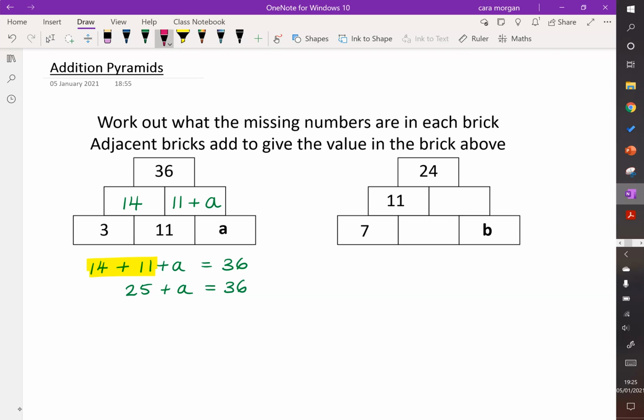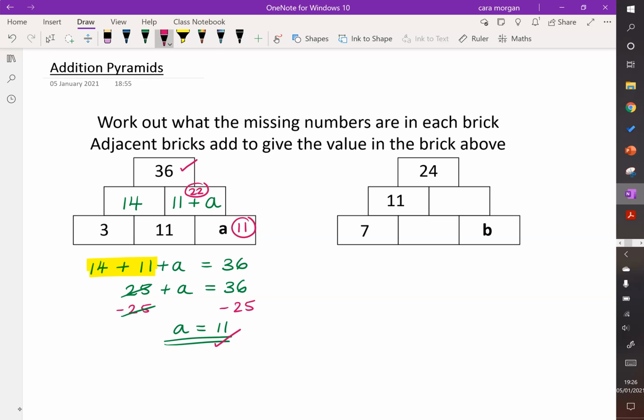If I subtract 25 from both sides of my equation, I can therefore work out what the value of 1A is. And I think A is 11. I'm just going to check to see if that works. So I'm going to pop 11 in as my answer into that brick. And if I do 11 add 11, I get 22. And if I add the 14, I do get 36. So my answer is right.